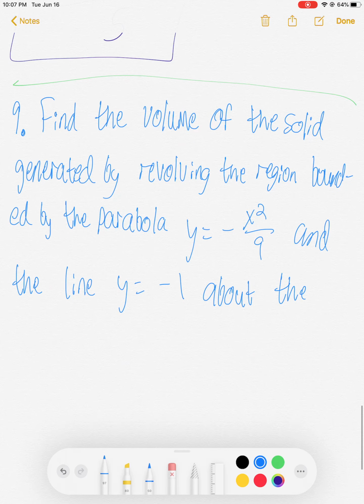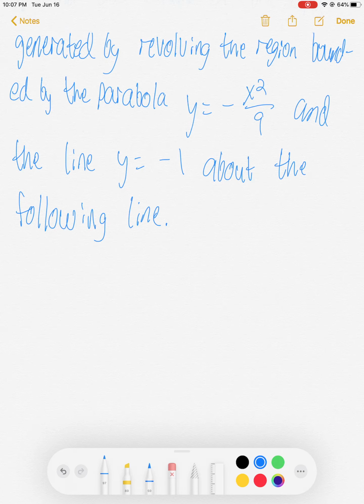And actually, I said I was going to do part A, but now that I look at it, I think that part B would be more interesting. So I'm going to do part B instead, and I will leave part A to you. I think that part A is more similar to what we've done previously in this video. So in part B, we want to revolve the region about the line y equals negative 2.